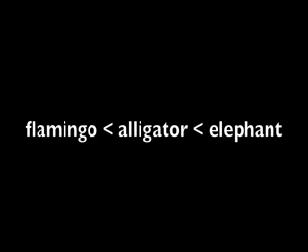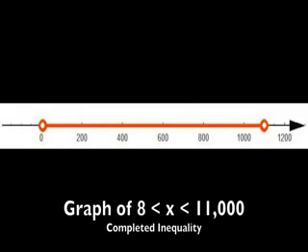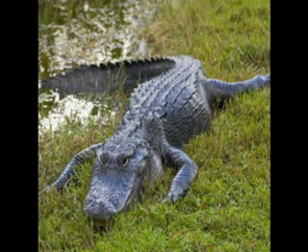We can combine these two inequalities to get a range of how much the alligator weighs. Since we know the alligator weighs less than 11,000 pounds, but more than 8 pounds, we can now write a new inequality that reads 8 is less than x, which is less than 11,000. Here is what the completed line graph would look like.